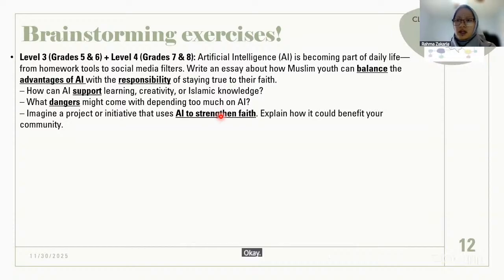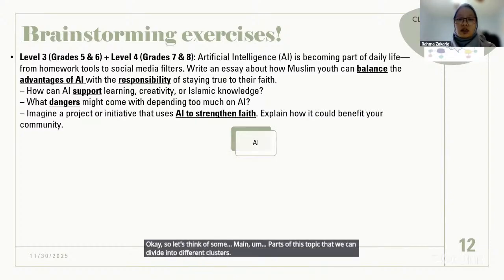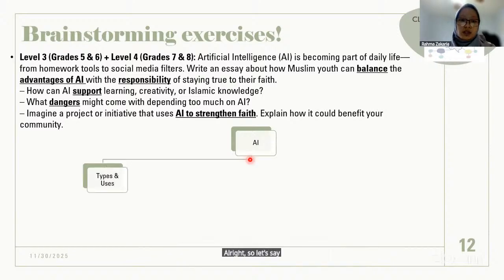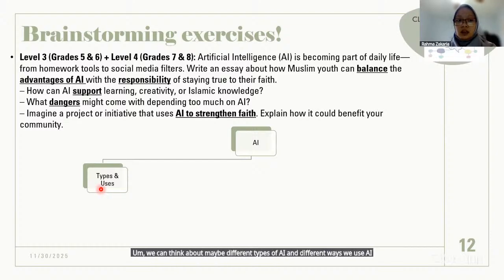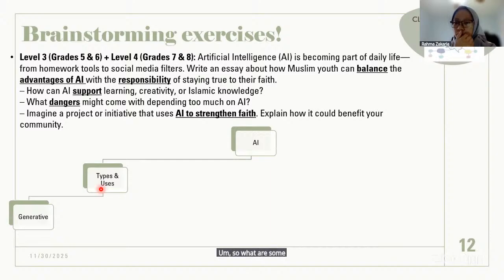Okay, so let's think of some main parts of this topic that we can divide into different clusters. All right, so let's say we're going from AI, some things that we can think about, maybe different types of AI and different ways we use AI, right? So what are some different types? There's like your generative AI, like ChatGPT.